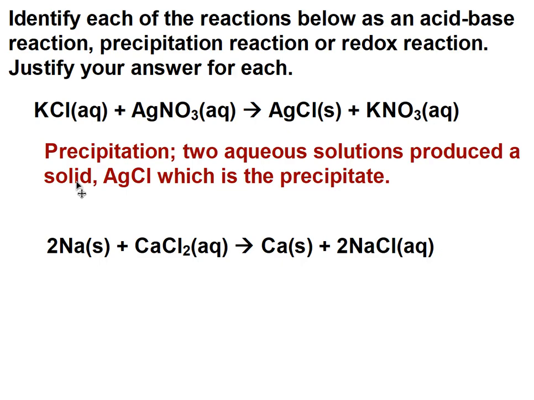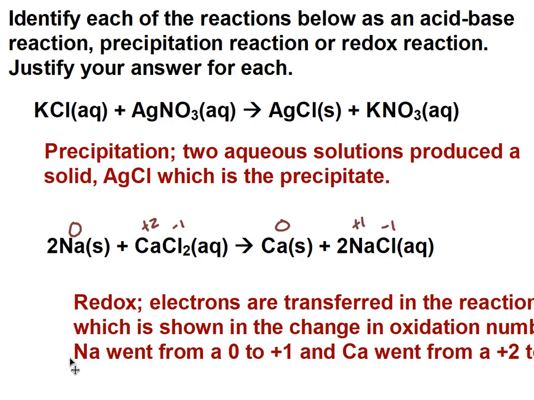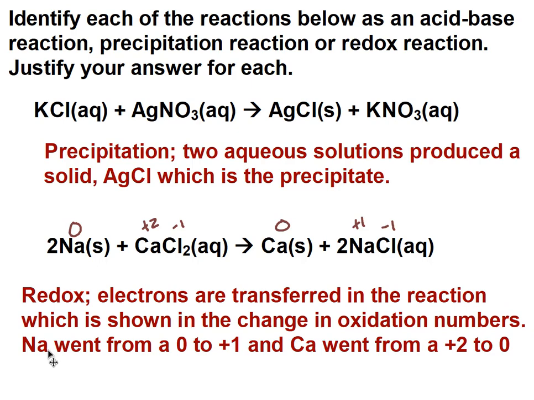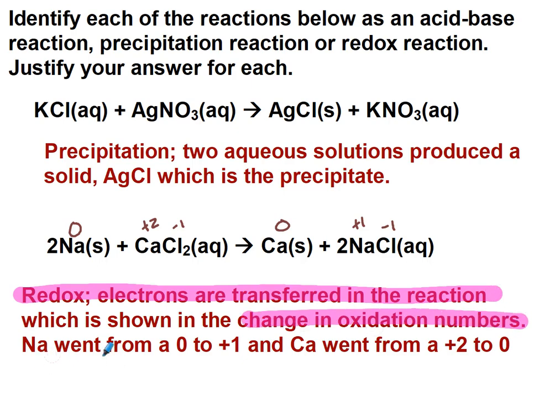And then for the second reaction, had you gone through and looked at your oxidation numbers, anytime we have a 0, it's most likely redox, and it was. So redox: electrons are transferred in the reaction, which is shown in the change in oxidation numbers. Sodium went from a 0 to a +1, and calcium went from a +2 to a 0. So you couldn't have just stated that. You needed some evidence. Our evidence is the change in oxidation numbers and actually stating what those oxidation numbers were.